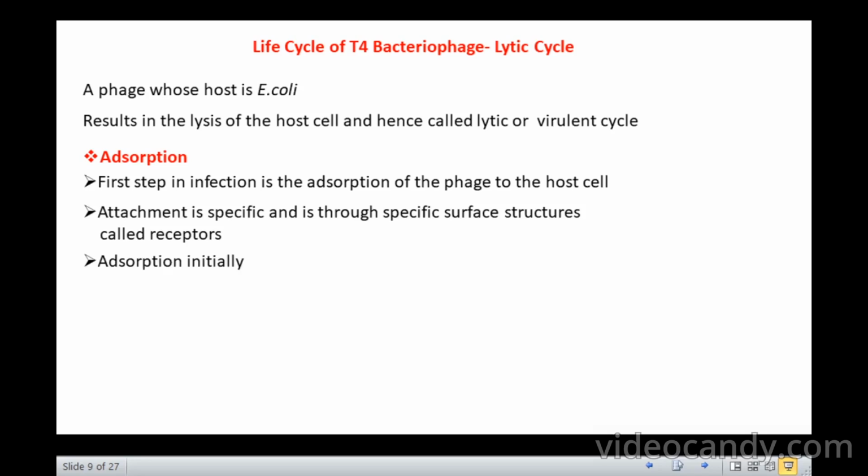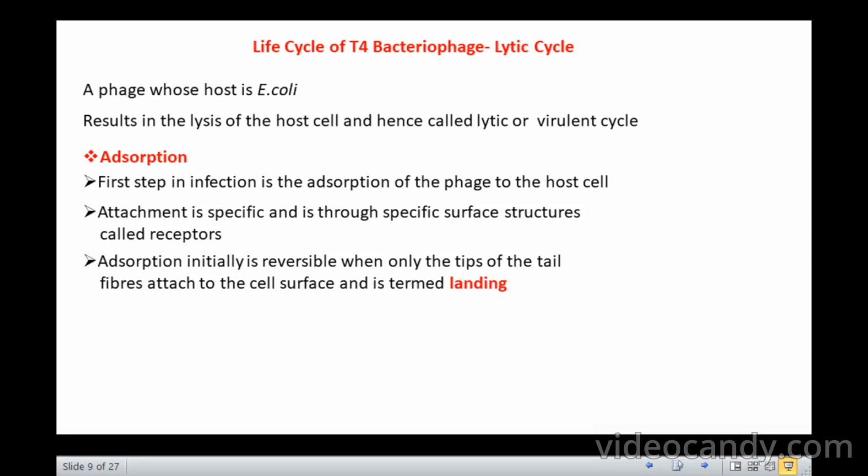The adsorption initially is reversible when only the tips of the tail fibers attach to the cell surface and is termed landing, as can be seen in the picture. If the physicochemical structures in the tip of the tail fibers correspond to the specific receptor sites in the cell wall, the tail is adsorbed. Thus, tail fibers play an important role in adsorption.